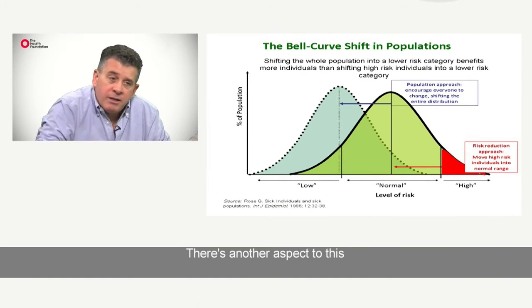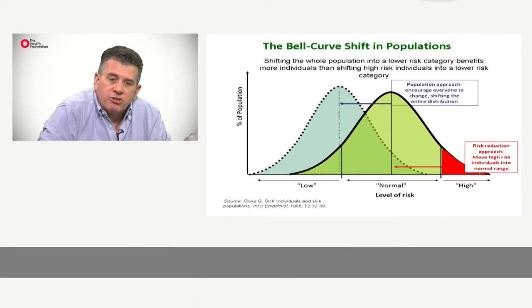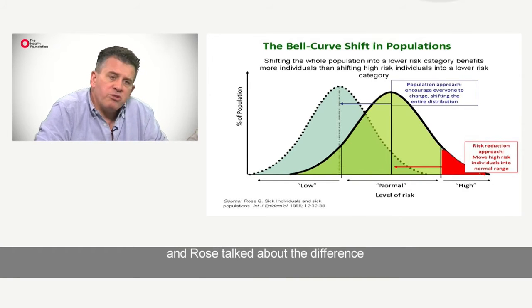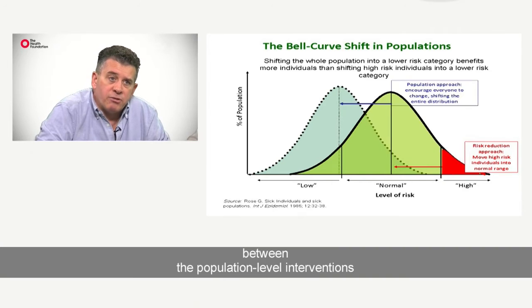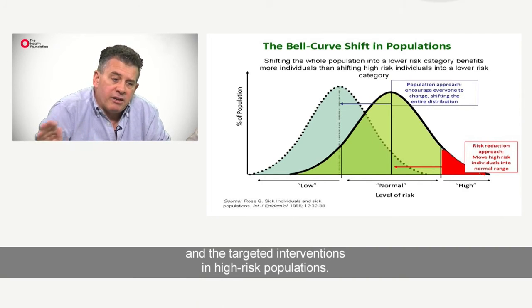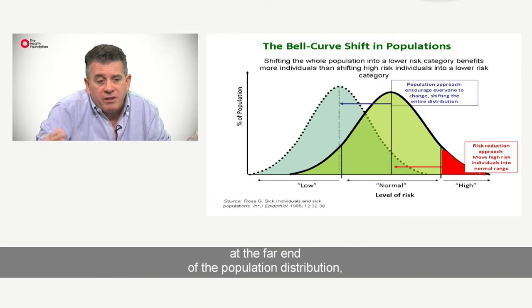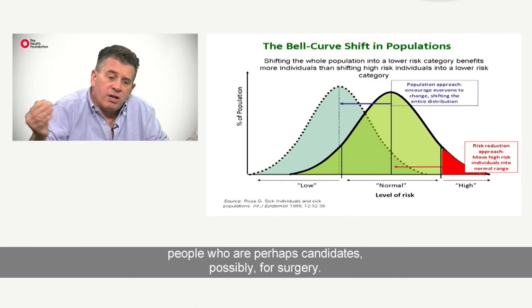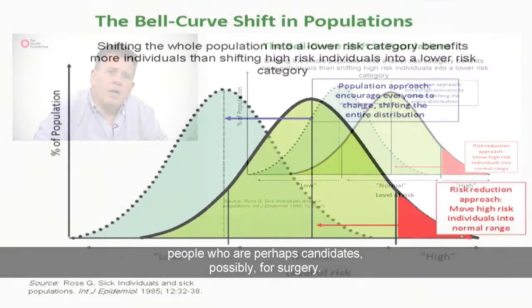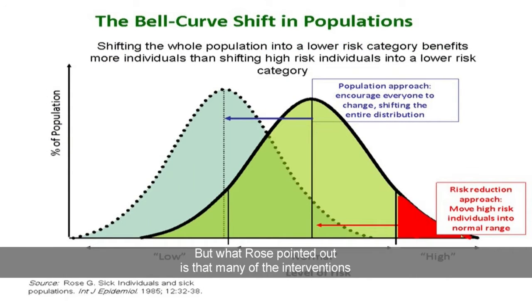There's another aspect to this, which comes from an academic who was at my institution, the London School of Hygiene, called Geoffrey Rose. And Rose talked about the difference between the population level interventions and the targeted interventions in high-risk populations. And one of the consequences of using words like obesity is that we tend to think about people at the far end of the population distribution, people who are perhaps candidates, possibly, for surgery. But what Rose pointed out is that many of the interventions that we could be doing to tackle population level problems don't just involve targeting specific individuals with big effect interventions such as surgery.